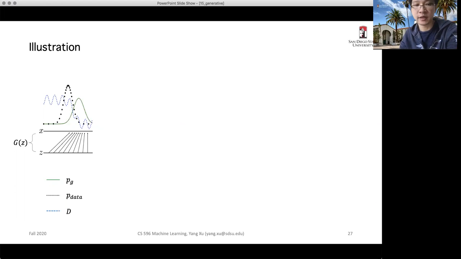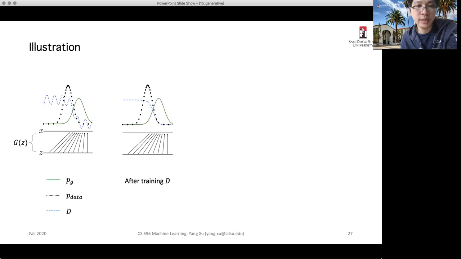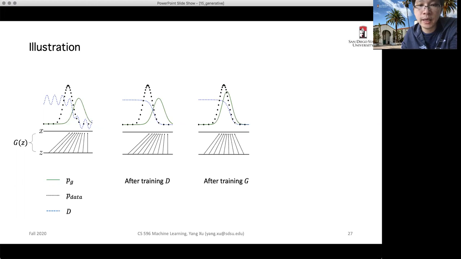The two fakes don't overlap. As we first train the discriminator, after we train it, the discriminator can clearly tell the difference between the real and fake. But so far at this step, we didn't train the generator yet. We first train the discriminator, and after we train the discriminator, we will start training the generator.